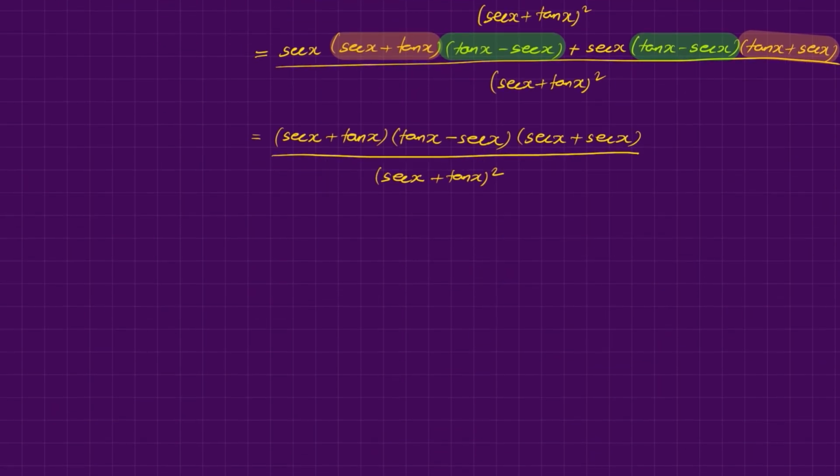Now as you can see, sec x plus tan x and this square are getting cancelled, so it will be tan x minus sec x. Sec x plus sec x can be written as twice sec x, divided by sec x plus tan x. So this is our answer.